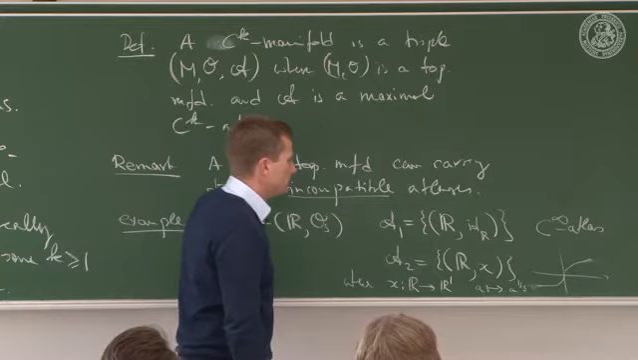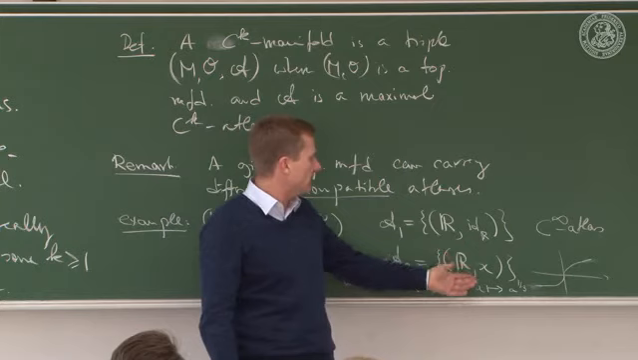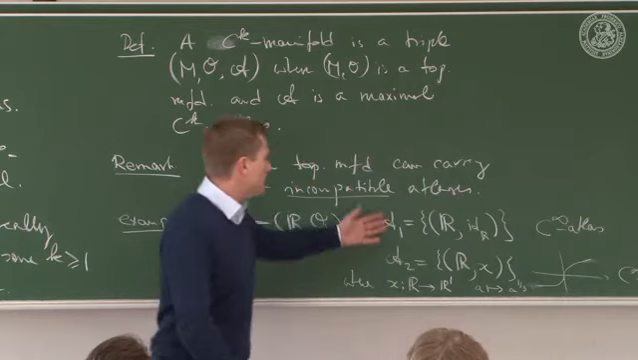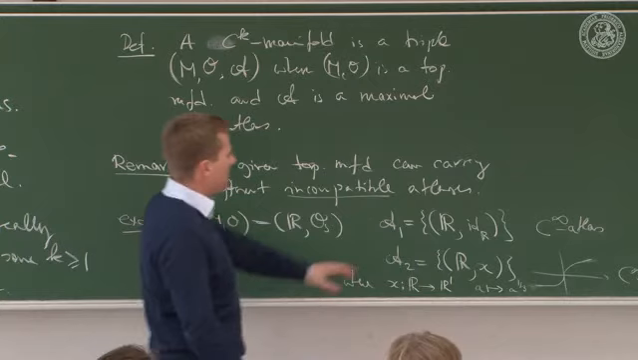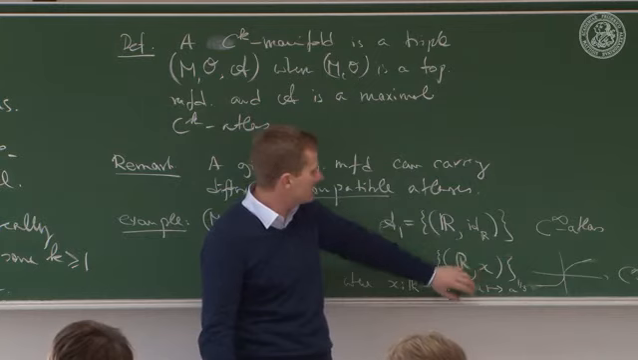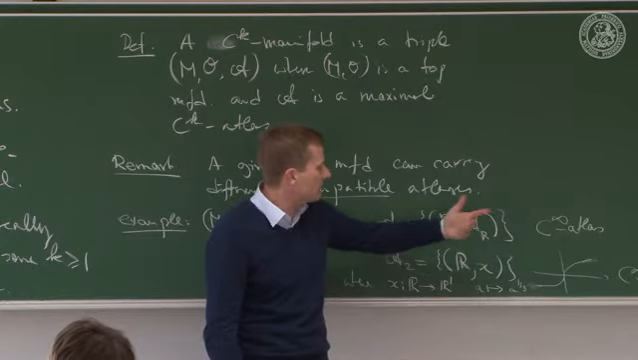And again, it has only one chart. This chart overlaps with itself, and the third root after the inverse of that is again the identity. This is also a C infinity atlas. Now we can make both of them into maximal C infinity atlases. We make A1 maximal by adding all the other charts such that the transition functions are C infinity. And we make A2 into a maximal C infinity atlas by adding all the other charts such that the transition functions between this chart and all the other charts are C infinity.